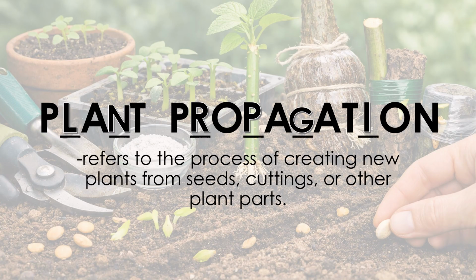This brings us to the broader concept of plant propagation. Plant propagation is the process of creating new plants either by using seeds or by using other plant parts such as stems, roots, or leaves. In simple terms, it's how we multiply plants to increase their number, preserve desirable traits, and ensure a steady supply for food, landscaping, or research.